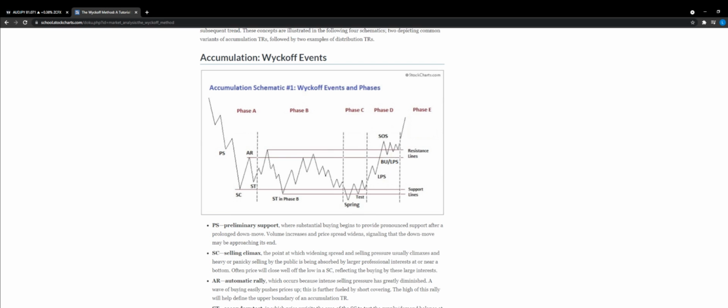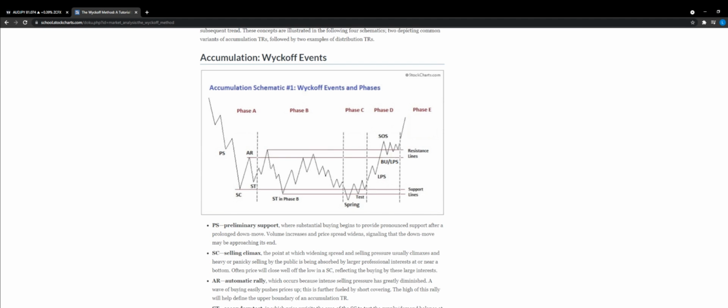Now, the bear trap induces retail investors to give up their holdings, and in some cases, however, the support levels manage to hold, and the spring simply does not occur. In other words, there may be an accumulation schematic that presents all other elements, but not the spring. Still, the overall scheme continues to be valid. Then moving on to phase D.